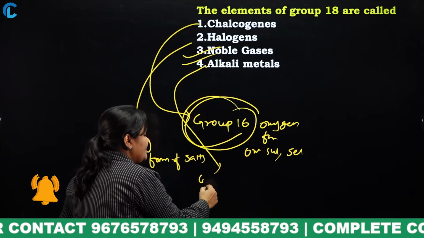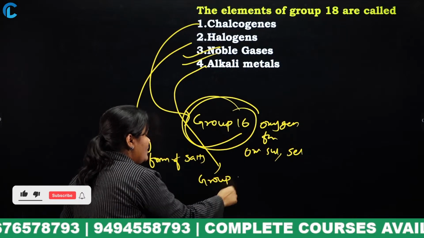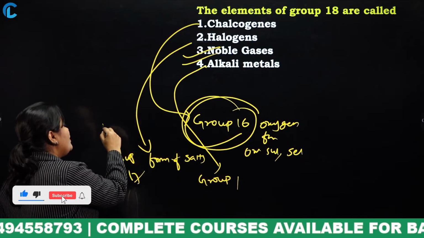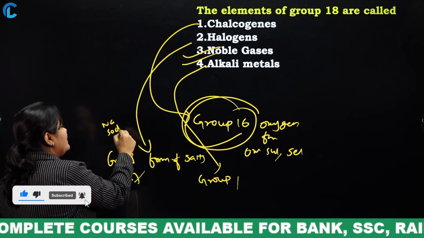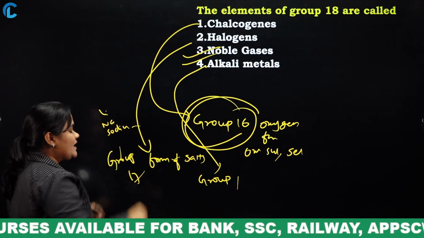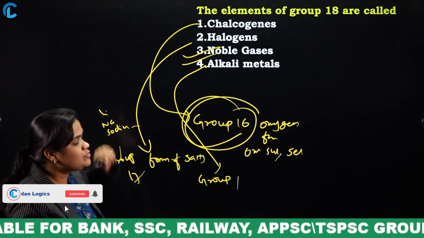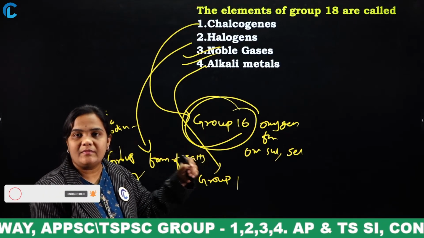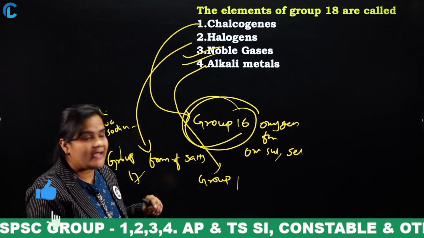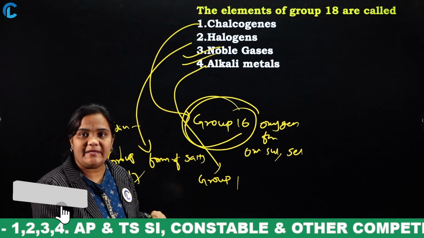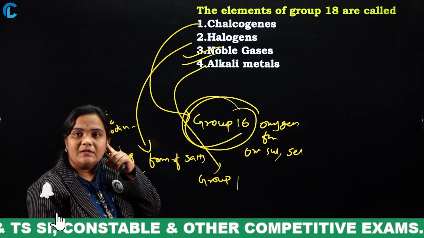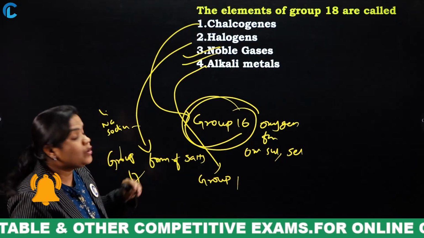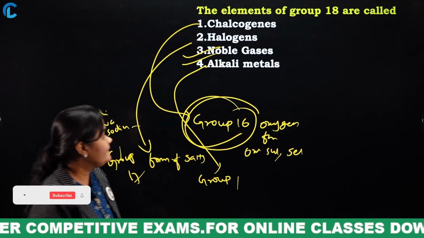Alkali metals are nothing but group 1 metals. Okay. Alkali metals means sodium, potassium, calcium, lithium. These all come under alkali metals. When it comes to noble gases, krypton, neon, argon, helium, these all come under what? Noble gases. When it comes to alkali metals means what? Group 1 metals. Okay. Next.